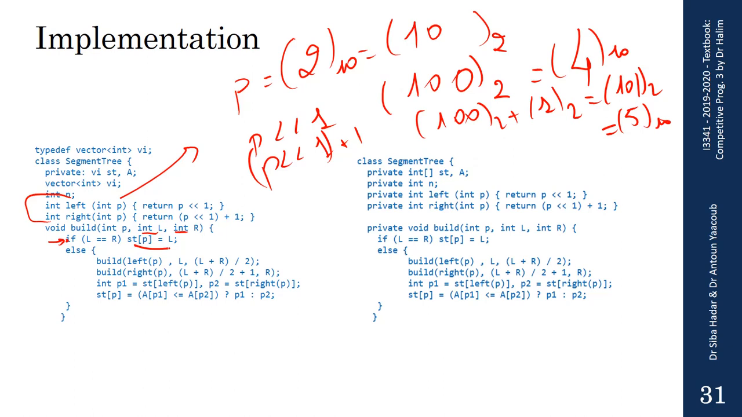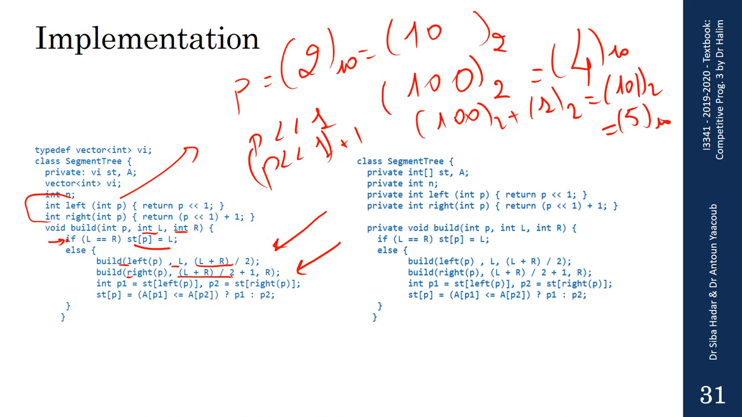However, recursively, I'll try to build the left tree and the right tree. So I just need to modify the p. Here it will be either left or right. The left index would be equal to L and the right would be equal to left plus R over 2. On the opposite side, in the right part, the left will be equal to left plus R over 2 plus 1 and the right will stay the same.